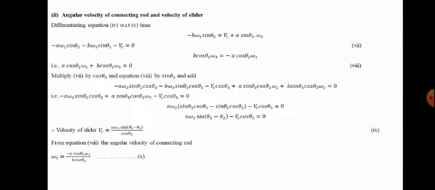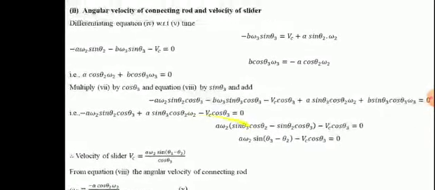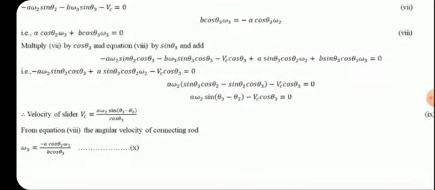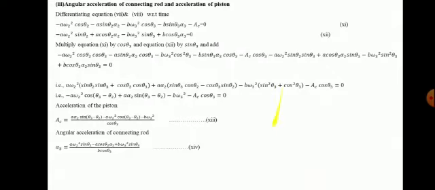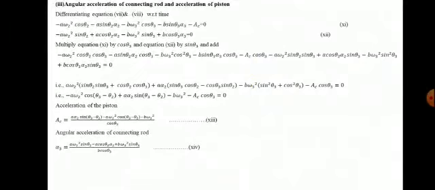Okay. Now, angular velocity of the connecting rod and velocity of slider. This is over. Next, angular acceleration of the connecting rod and the acceleration of the piston. Differentiate the equation 7th and 8th with respect to time.